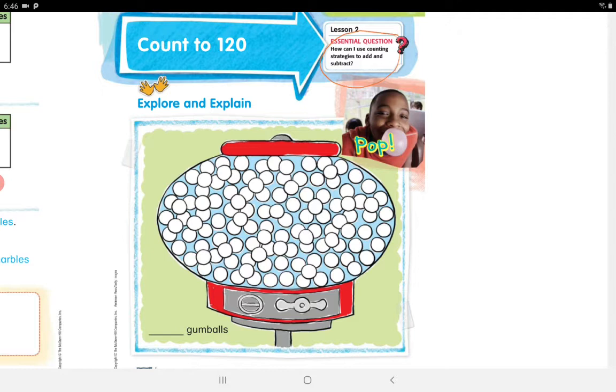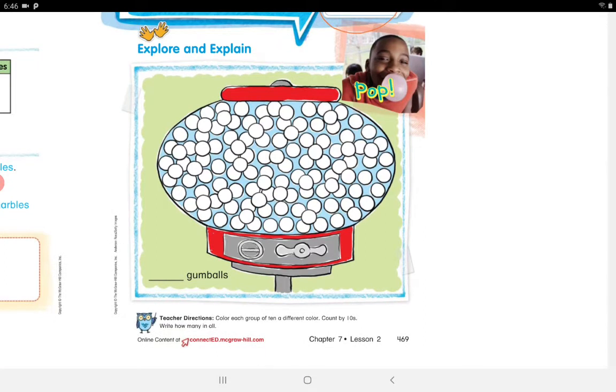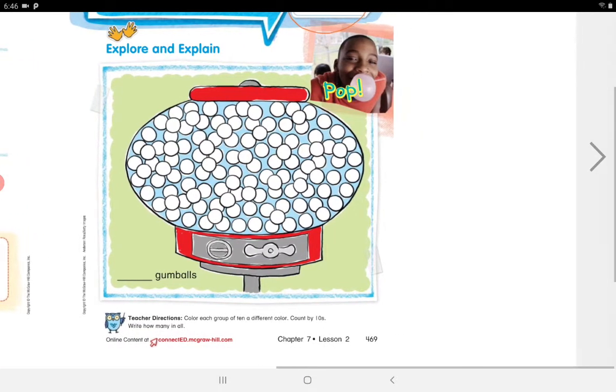Just to make it interesting, I'm going to challenge you boys and girls. I'm going to give 5 scholar dollars to those who can group it and take a picture of it and show me the answer of gumballs and how many groups of tens are in this group of gumballs. So good luck, boys and girls. We're going to move on to page 470.